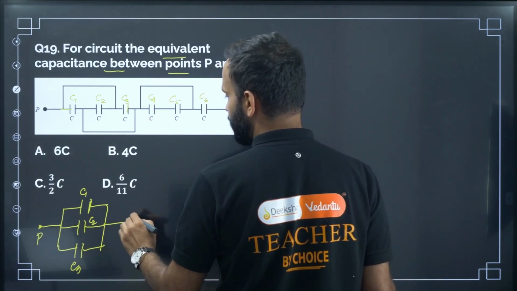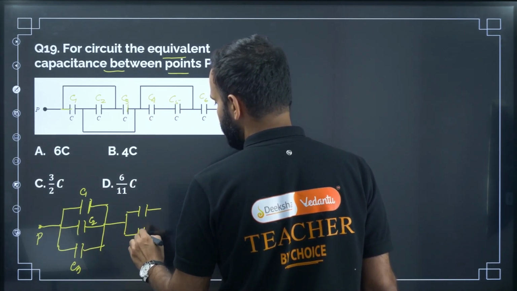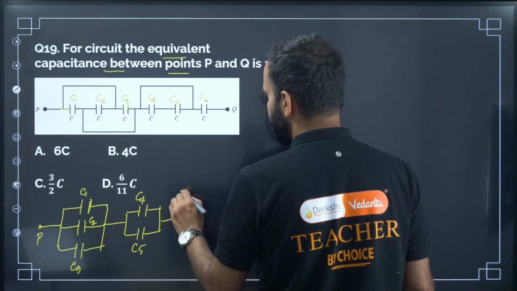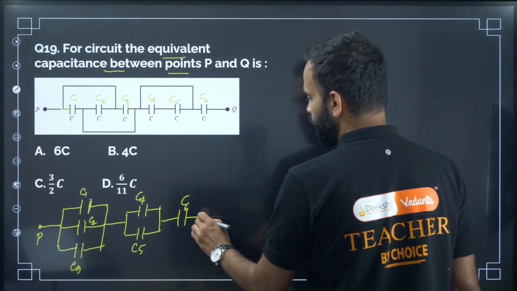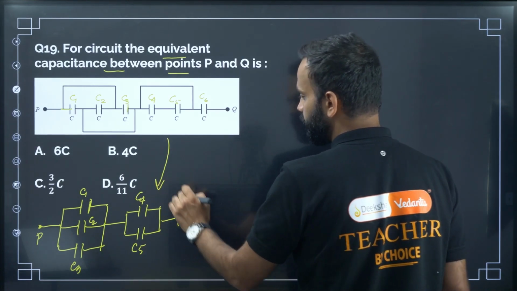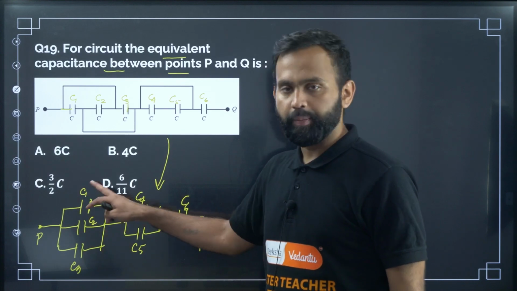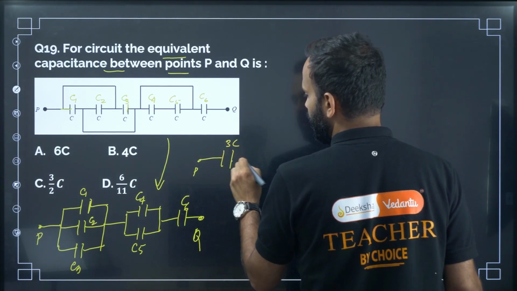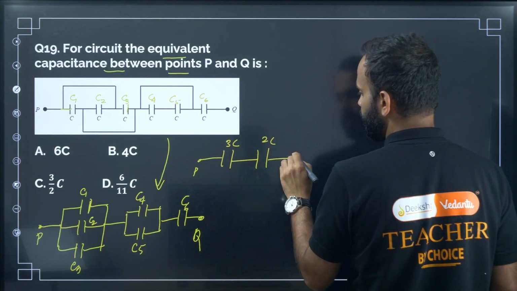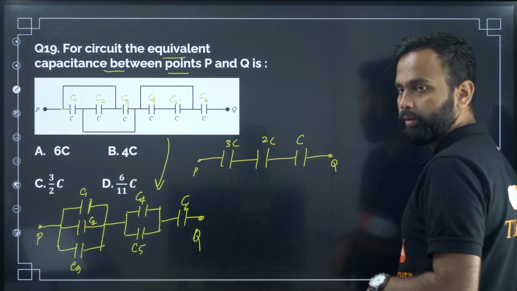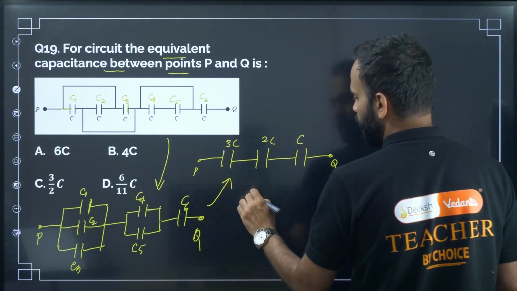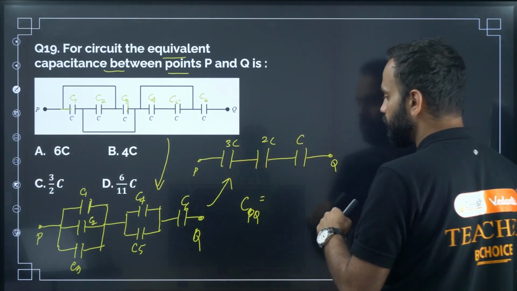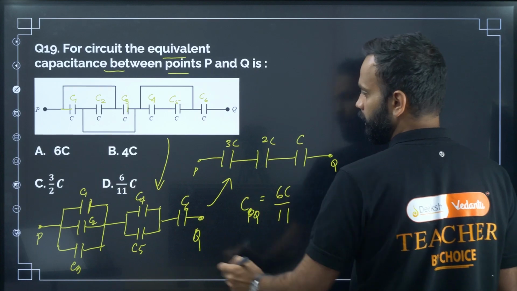Similarly for C4 and C5. Here this is the circuit diagram: C4 and C5 are in parallel, then in series with C6. So this is point Q. This is the equivalent circuit diagram. Now these three are in parallel, so the equivalent capacitance will be 3C. From point P, this is 3C, then 2C, then C, to Q. Now the equivalent capacitance between P and Q is in series, so 1 by 3C plus 1 by 2C plus 1 by C. Solve this, you will get 6C divided by 11. The correct option is D.